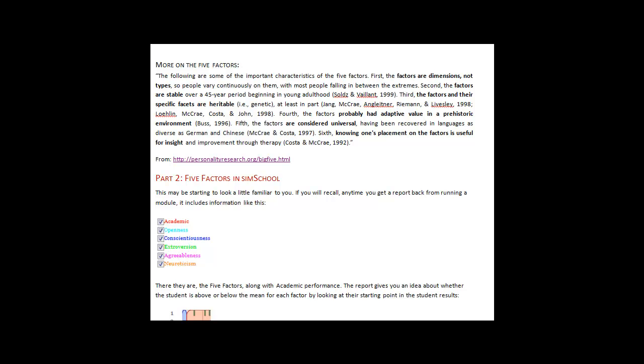Fourth, the factors are probably adaptive. Fifth, they're considered universal and have been recovered in diverse languages. The example here is from German to Chinese. And then finally, knowing your own placement in the factors is useful for insight.